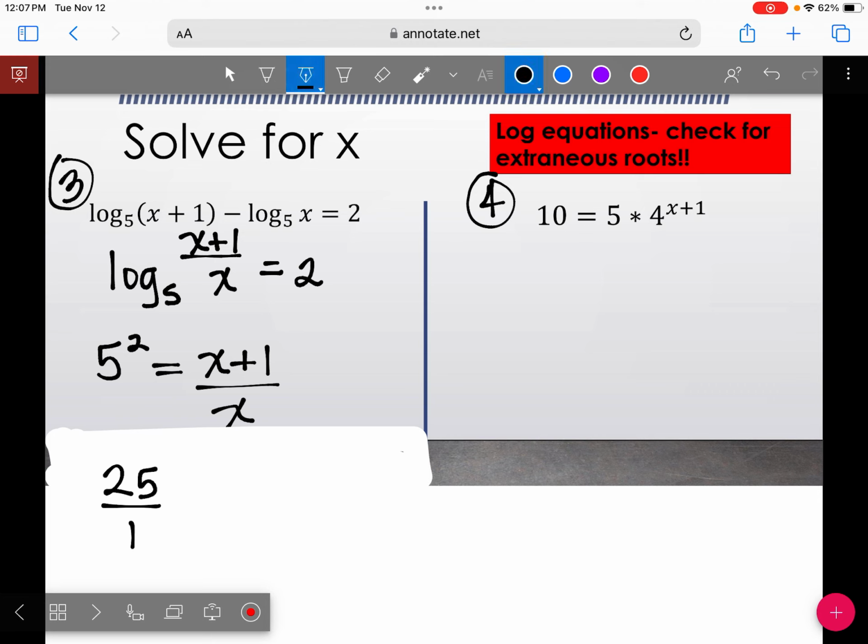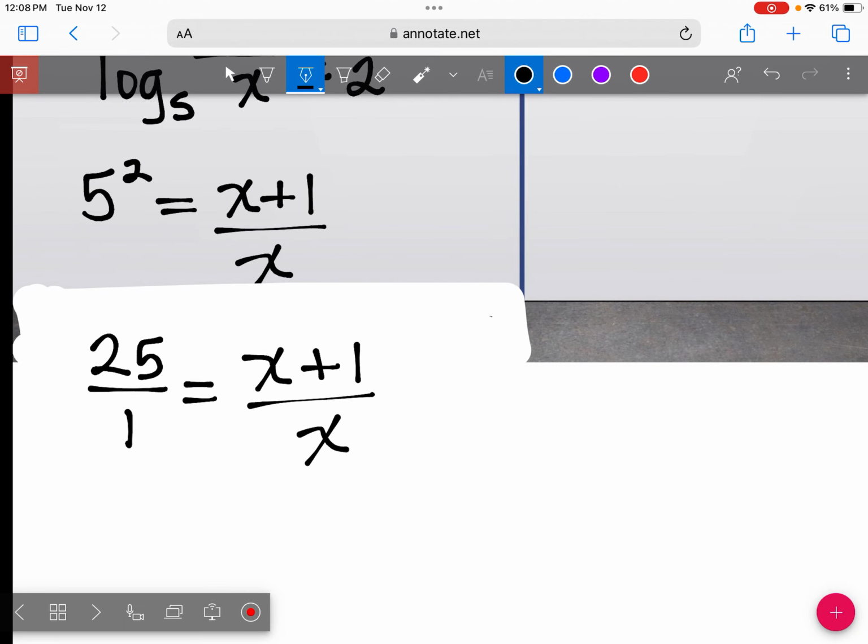This is optional, but I always like to write it. Whenever it's a fraction on one side, I think it's easier to make a fraction on both sides. Go ahead and solve that for x. You're just cross multiplying and solving that for x. And then also we have to check for extraneous. We always check for extraneous.